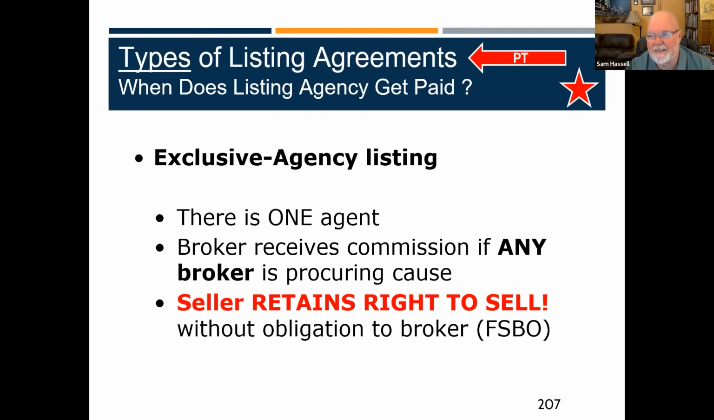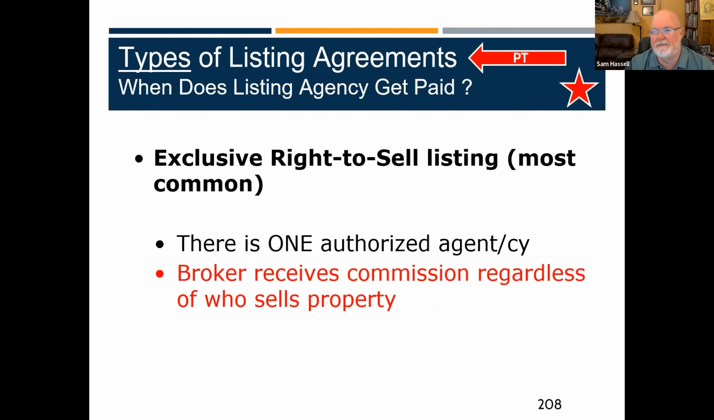This is one, like I said, I saw one contract probably back in 2010, and I think they grabbed the wrong form. But that is an exclusive agency listing. Okay, exclusive agency listing: one agent, if the agent brings the buyer, the agent gets paid. If another broker brings the buyer, the agent gets paid. If the seller sells it by himself without the agent, he does not get paid. That's an exclusive agency.